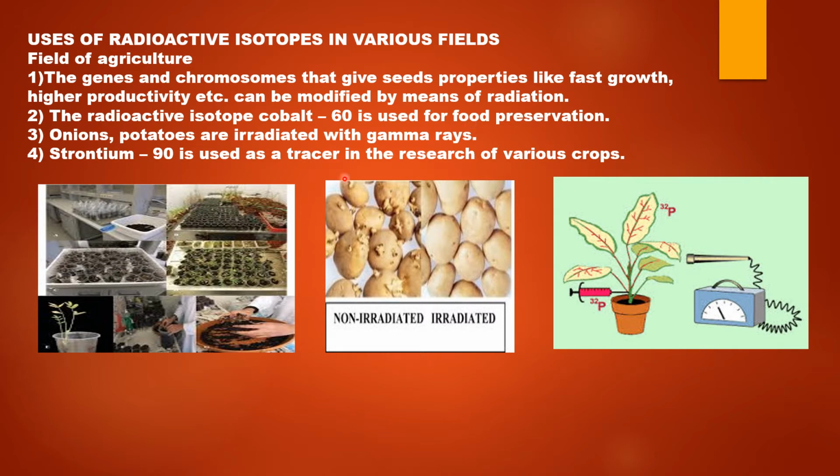Strontium 90 is used as a tracer in the research of various crops. Tracers are substances with atomic or nuclear properties that can identify or observe the behavior of various biological processes that take place in plants. For example, a tracer can be used to track the uptake or intake of fertilizers from the roots up to the leaves. So strontium 90 is used as a tracer in the research of various crops.